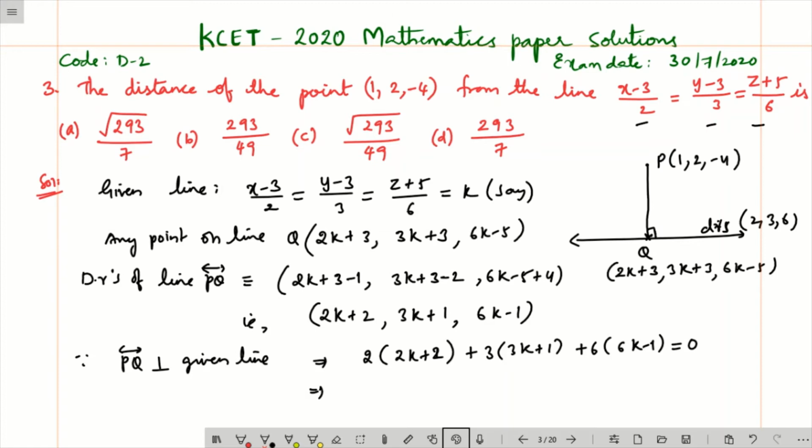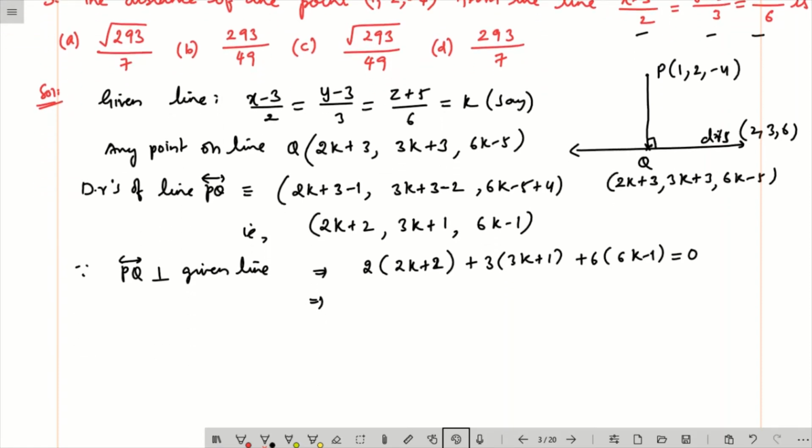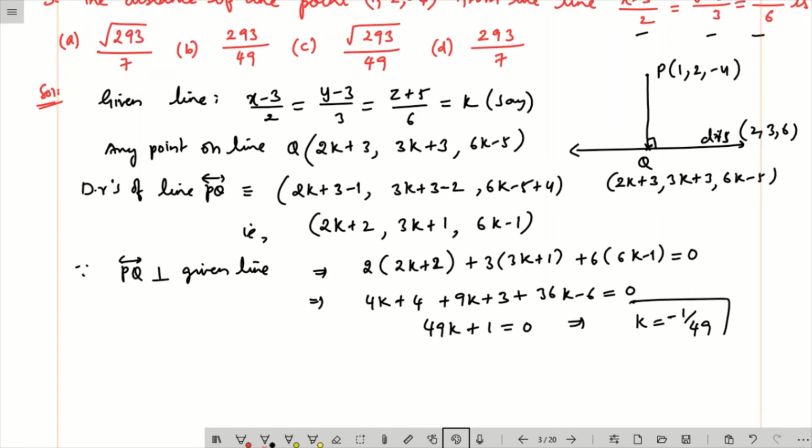On simplifying, you will get 4k+4 + 9k+3 + 36k-6 = 0. So 4+9 is 13, plus 36 is 49k, and 4+3-6 is 1. So 49k + 1 = 0, and we can write k equal to -1/49. So we got the k value, and by using this k value we can find the point Q. Put k = -1/49 in point Q.